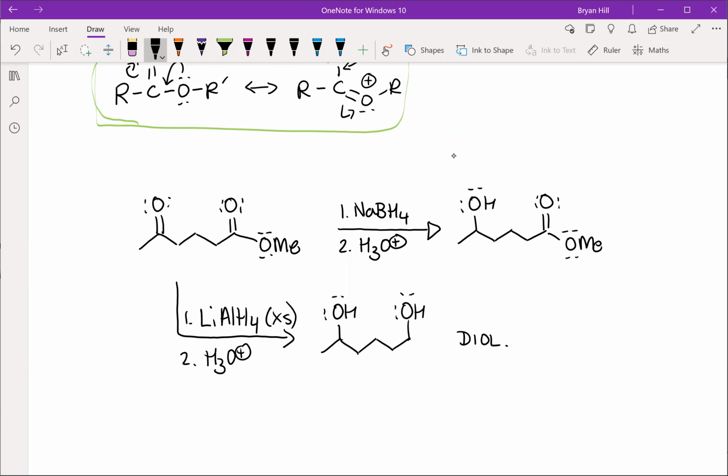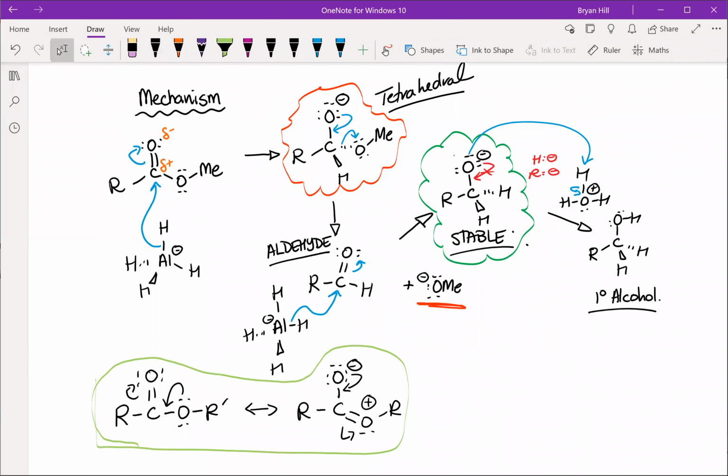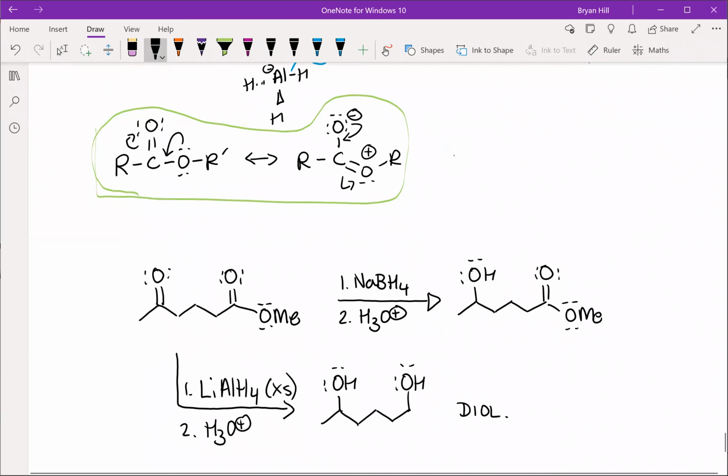But the mechanism is similar in many ways. It's just the hydride attacks the delta plus of the carbonyl, generating a tetrahedral intermediate. In the case of esters, it breaks down to lose the methoxide to generate an aldehyde, which gets further reduced. So that's basically how that whole thing works.